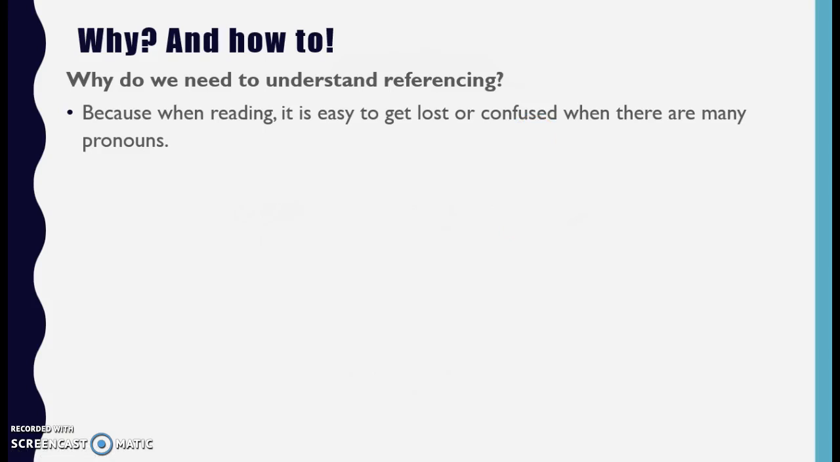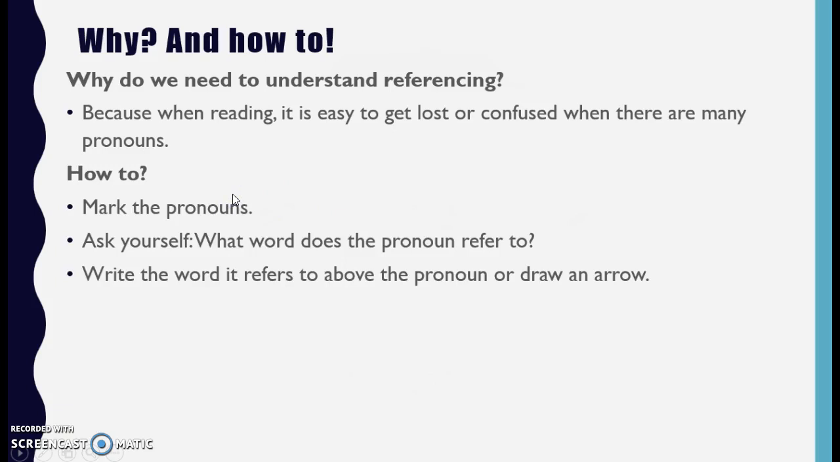We forget what we were talking about. What is that it? What is that he? What is that she? What is that they? So how do we do it? When we're reading a text, mark the pronouns. You can underline them, you can circle them, you can highlight them. And then ask yourself, what word does the pronoun refer to? And then write the word it refers to above the pronoun or draw an arrow.